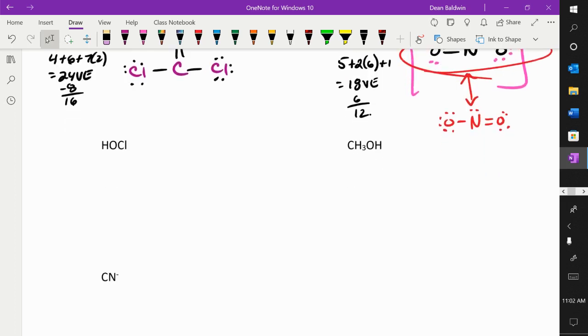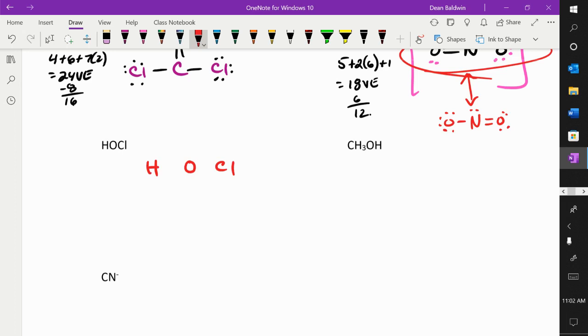HOCl. Which one's the central? Oxygen, because it wants to form 2 bonds, and chlorine and hydrogen only want to form 1. So oxygen sits in the middle. We'll put chlorine here, hydrogen there. It doesn't matter if you've had them flip-flopped.